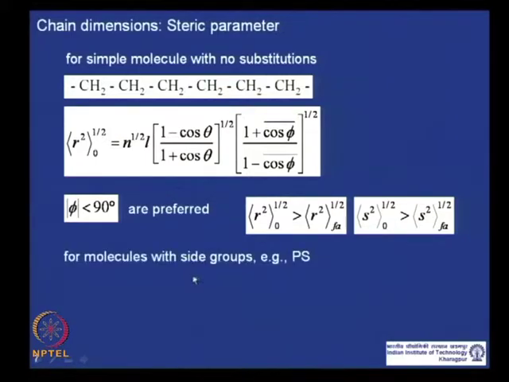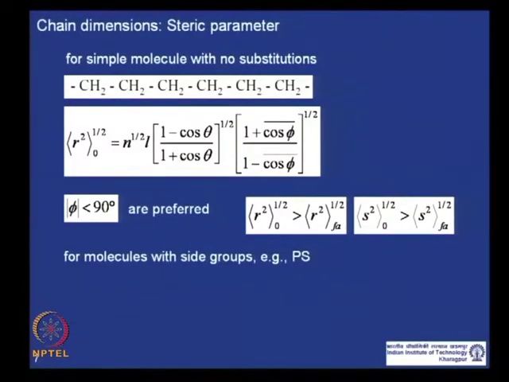So, we just talked about this theoretical expression for this very simple polyethylene molecule. Now, if you have side groups, obviously this rotational restriction will be higher because the polymer will be much stiffer than polyethylene molecules. Those situations become much more complicated, and are very difficult or impossible to get theoretically. So, what is done?